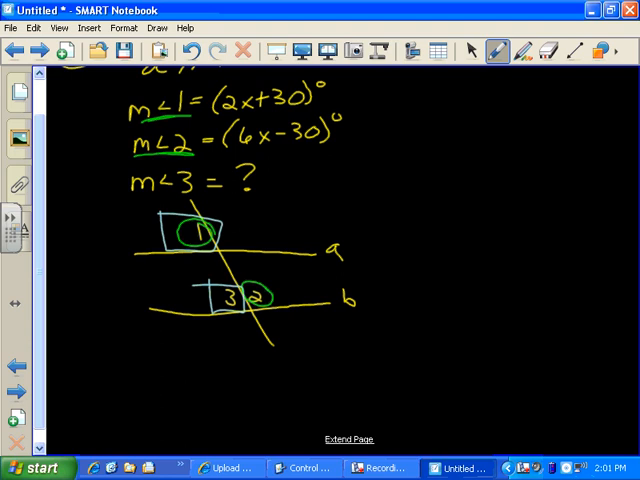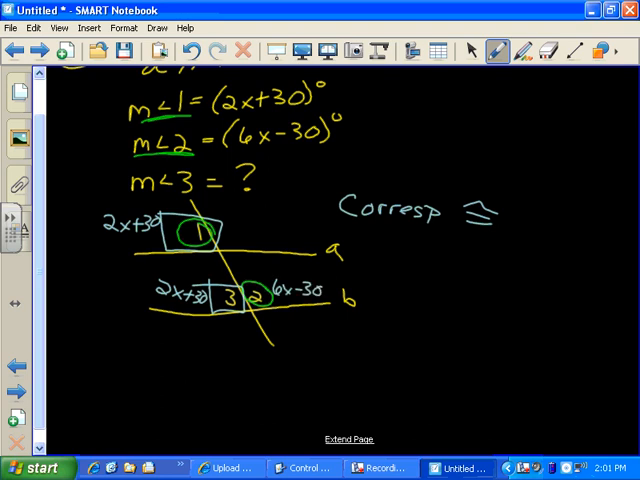All right, angle 1 and angle 3, how are those related? Yes, absolutely, they are corresponding. What does it mean to be corresponding? What's that relationship? Yep, they are congruent. That's my ugly congruent symbol, right? So if angle 1 was 2x plus 30 degrees, angle 3 is also 2x plus 30 degrees. They gave us angle 2 was 6x minus 30.